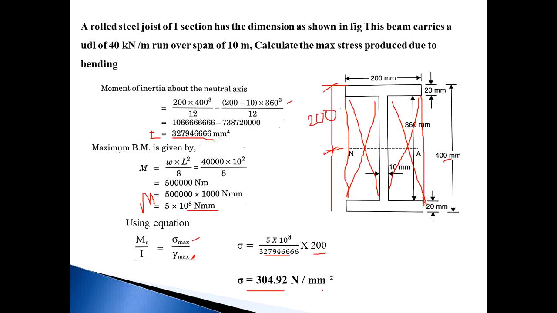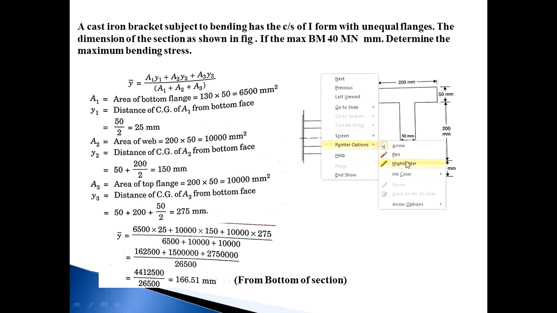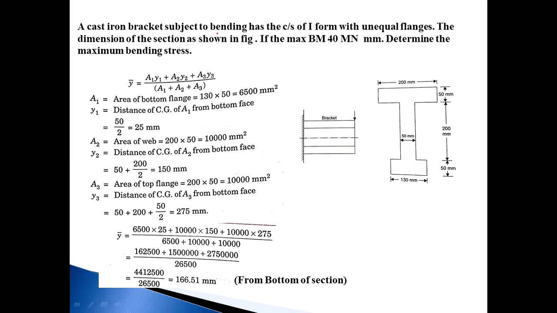The next problem: a cast iron bracket subjected to bending has a cross section of I form with unequal flanges. The dimensions of the section are as shown in the figure.